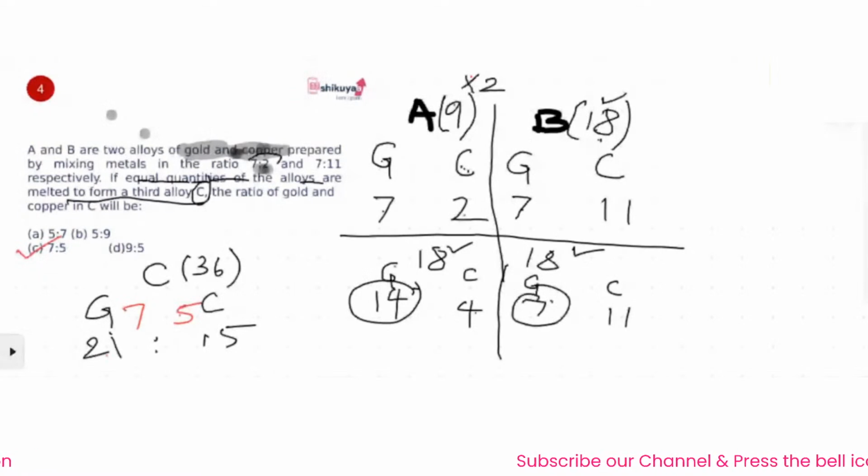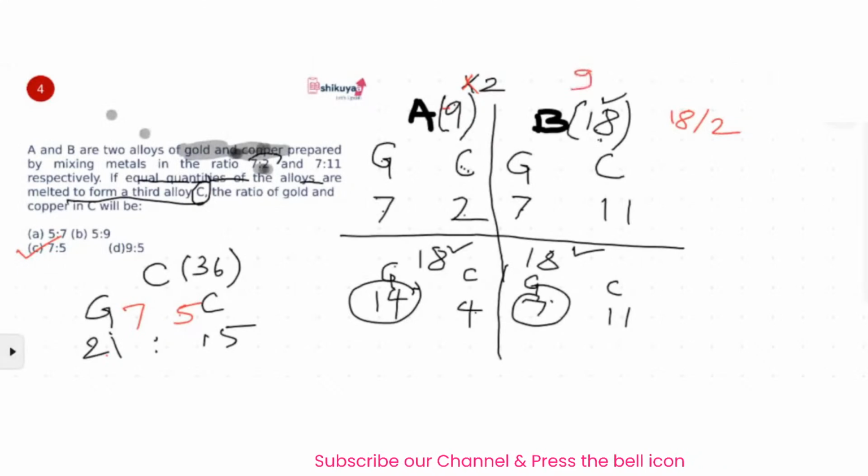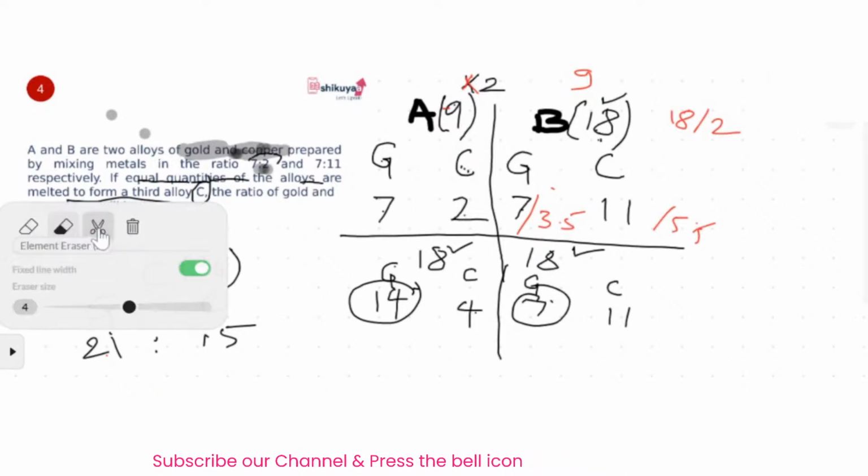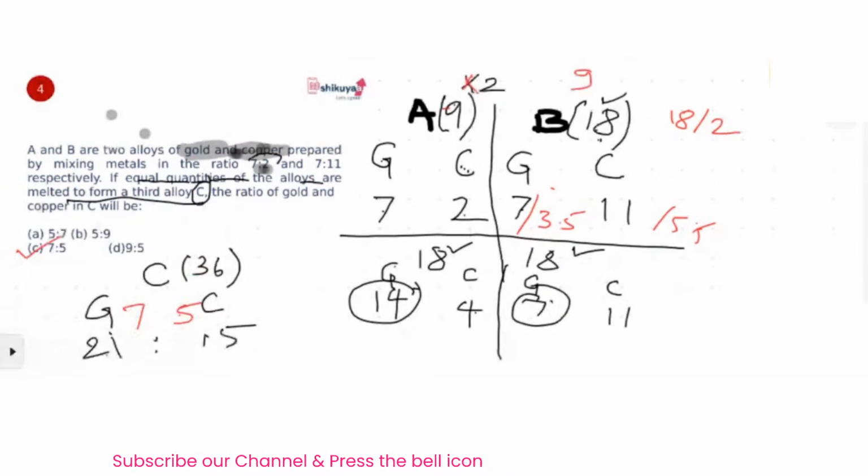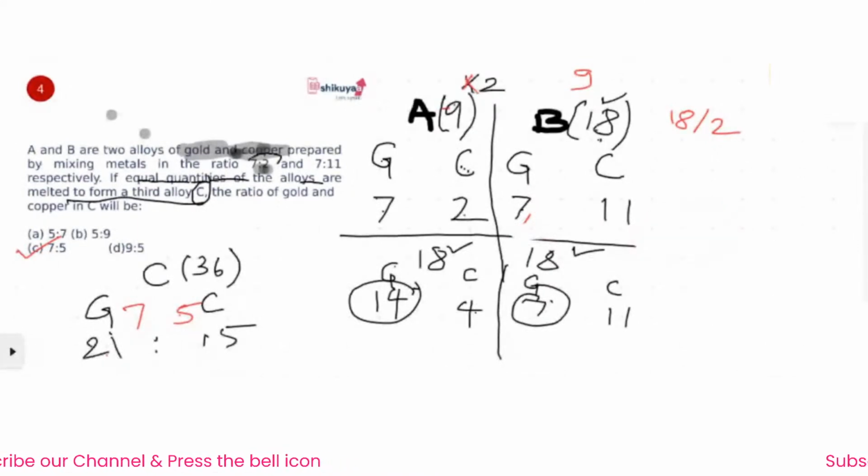So this was very important. I have doubled the value of A, the quantity of A. I could have done 18 by 2 and equated it with 9, but that would have given me values like 3.5 and 5.5. So I did not want it to go into decimal points. That is the reason I avoided using half the value of 18. I have doubled this and solved this.